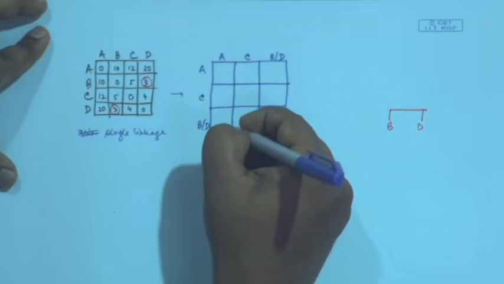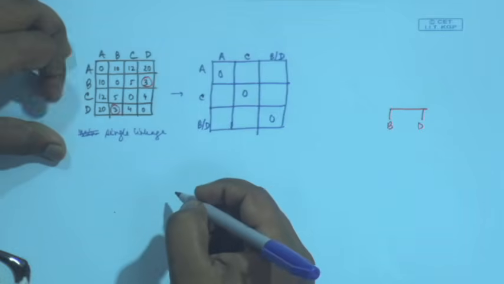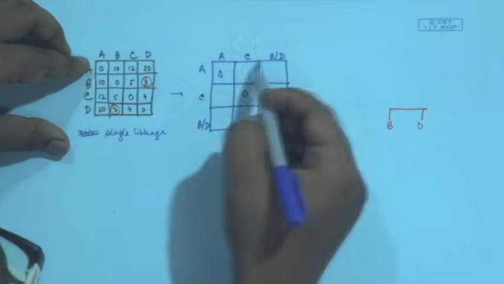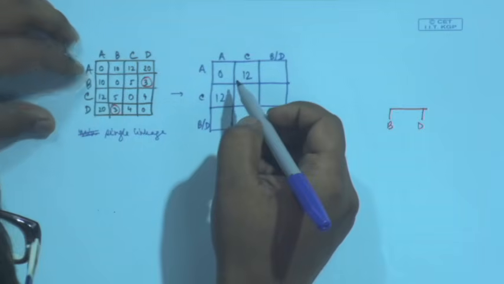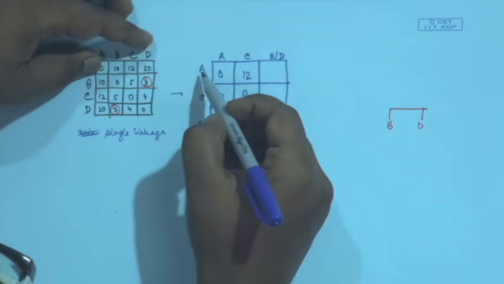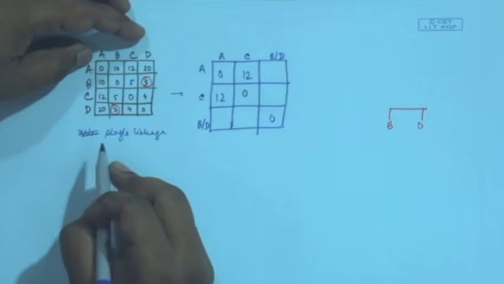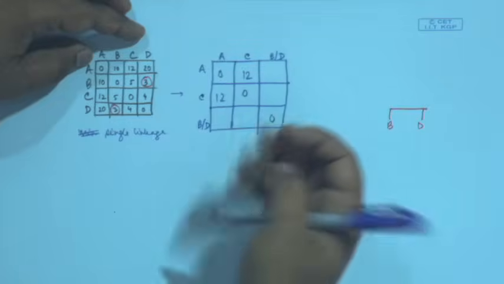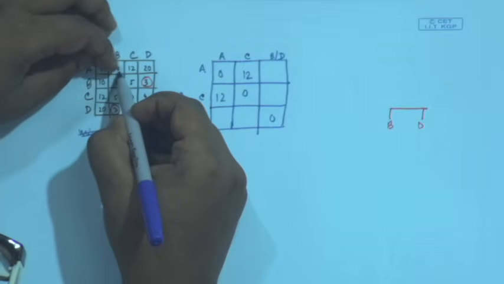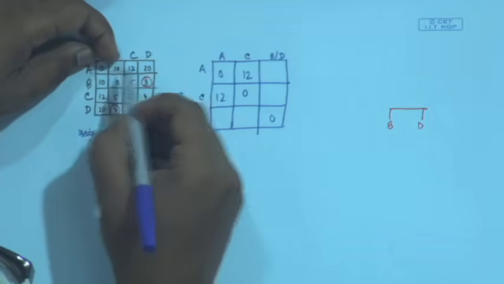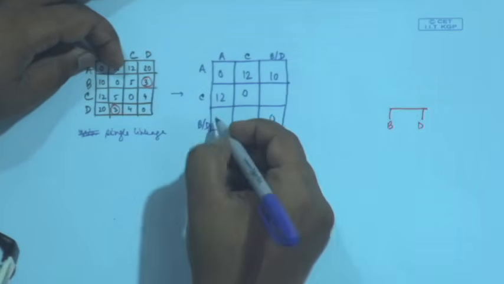Now, the distance from A to A will be 0, C to C will be 0, the intracluster distance will be 0. The distance from A to C is the same as before. Now, what is the distance between A and the cluster BD? As we are going by single linkage, it will be the minimum of the distances from A to B or D. The distance from A to B is 10, A to D is 20. So, the distance from A to the cluster will be 10, the minimum among them. Same comes here.